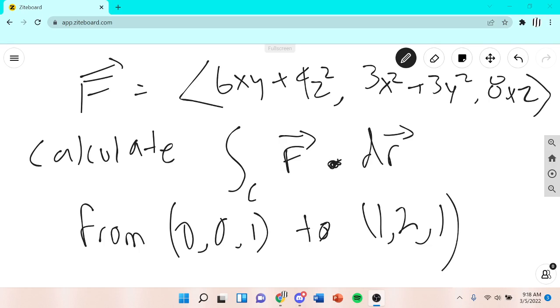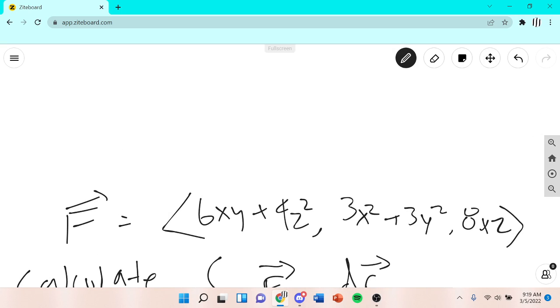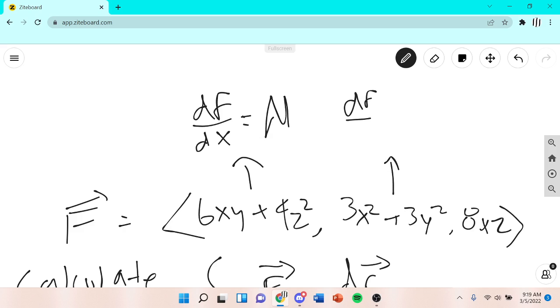So today we're going to be finding how to calculate the line integral of this vector field from two points in the field. First, we're going to have to check if this vector field is conservative. So first I'm going to denote all of these. This is df over dx, which is equal to m, we'll say. This is df over dy, equal to n, and this is df over dz, which is equal to p.